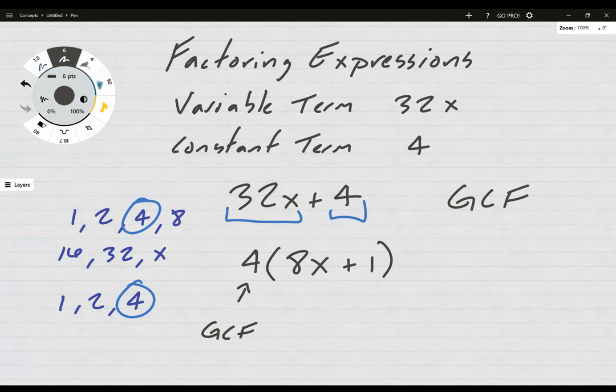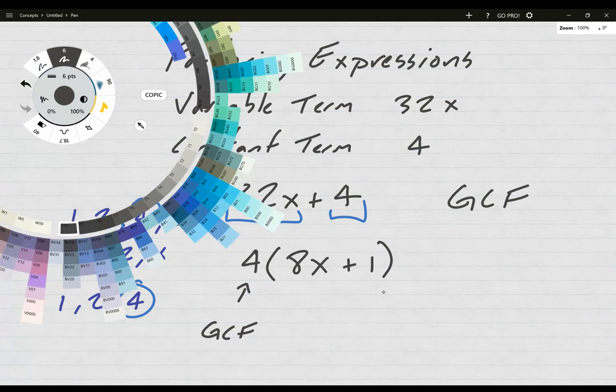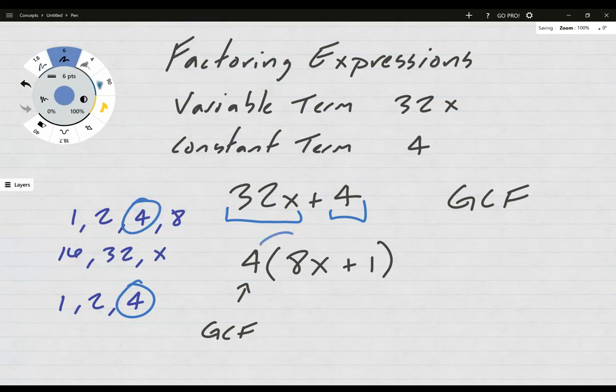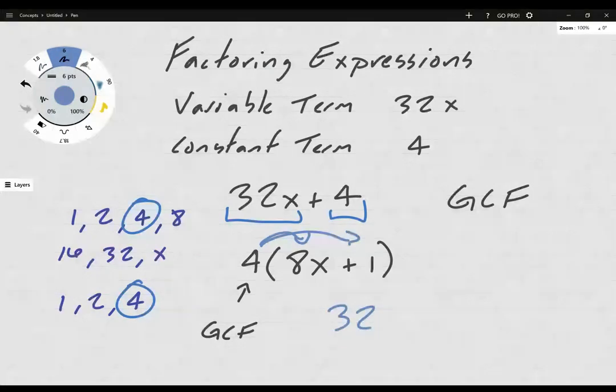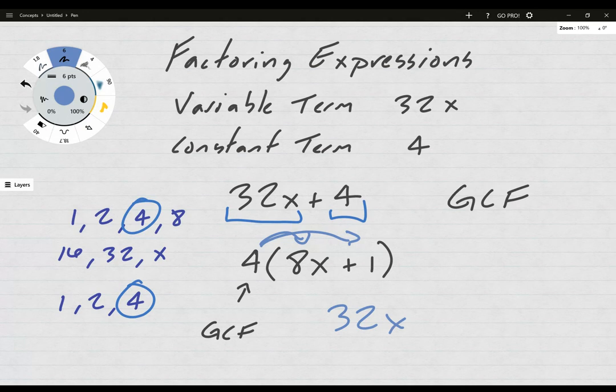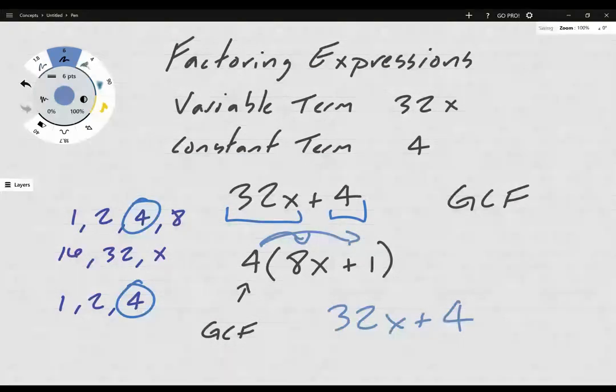And a quick way to check to see if you're correct, you can always go back and re-multiply your greatest common factor by each term inside. 4 multiplied by 8x is definitely 32x. 4 multiplied by 1 is 4, and it checks out. So this is when I only have two terms. I have one variable term and one constant term.